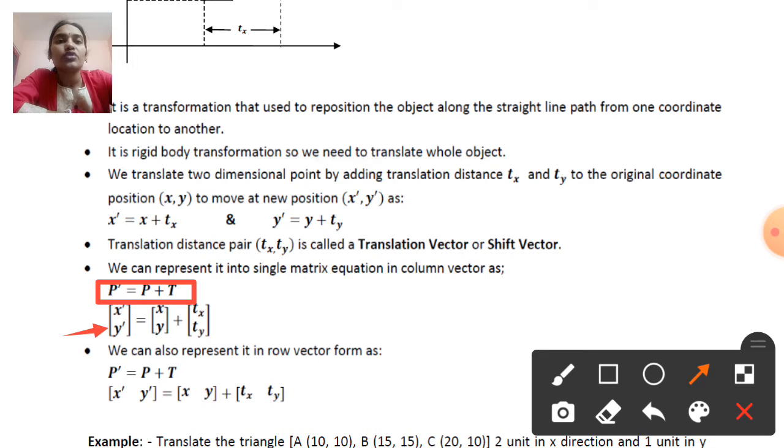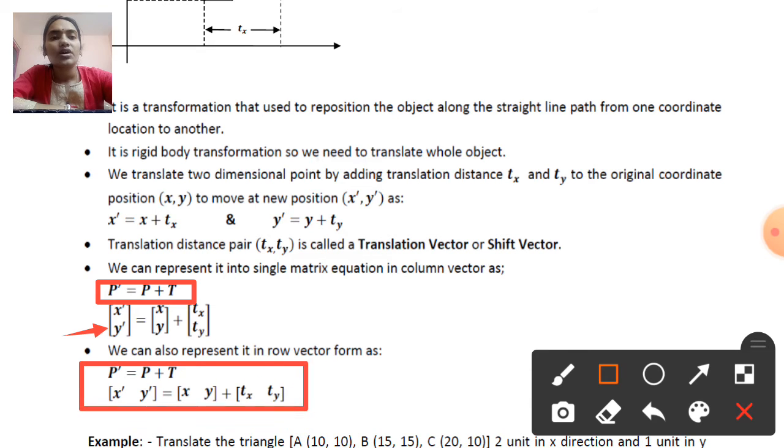We can also represent it in row vector form. In the row vector, same as P dash equals P plus T, x dash y dash equal to xy plus tx ty. This one is your row vector form or row matrix form.